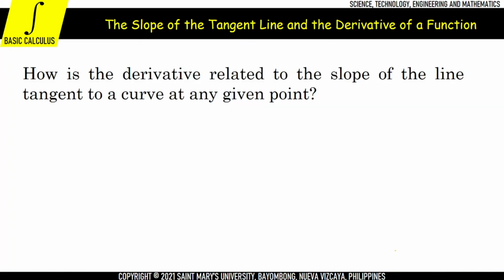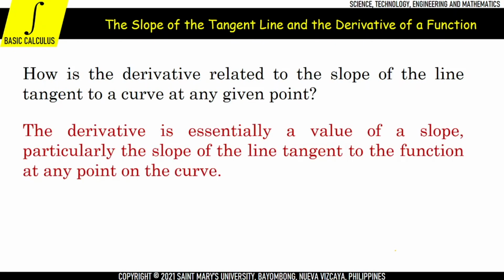O question, how is the derivative related to the slope of the tangent line to the curve at a given point? How is the derivative related to the slope of the line tangent to a curve at any given point? O, the answer is, the derivative is essentially a value of the slope, particularly the slope of the line tangent to the function at any point on the curve. Again, the derivative is essentially a value of a slope, particularly the slope of the line tangent to the function at any point on the curve.